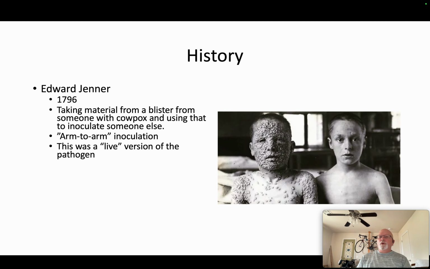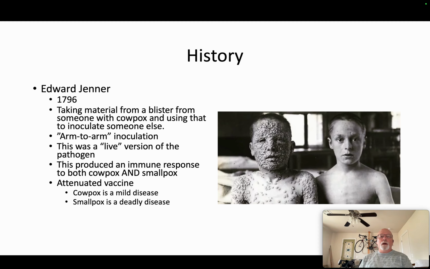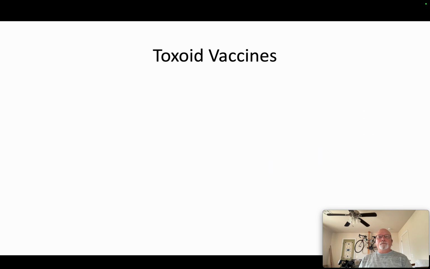But it's similar enough to smallpox that when you've been exposed to cowpox, you actually don't get smallpox. This produced an immune response to both cowpox and smallpox, and lo and behold, you had your first attenuated organism vaccine. In the United States, we declared smallpox eradicated in the United States in 1980.